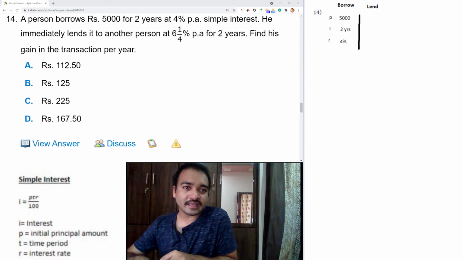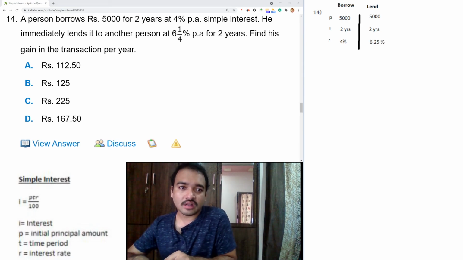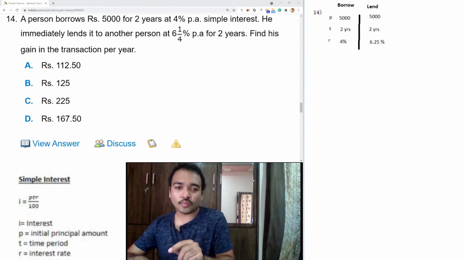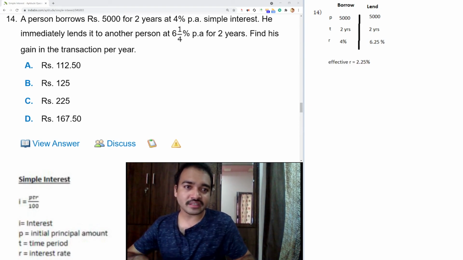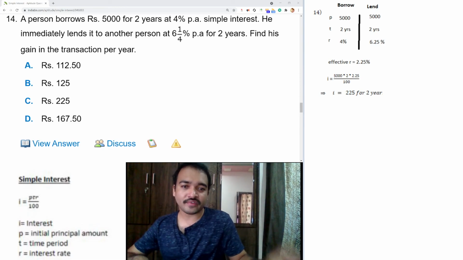Borrow case, this is the first one. Second one is lend case. Same amount for same duration, but with more rate of interest. He will get 2.25% more rate of interest. So effective rate of interest is 2.25. Substitute in the formula. I is equal to PTR by 100. I is equal to P is 5000, T is 2, gain 2.25%. He will get that much gain for the 2 years. So I is equal to 225 rupees for 2 years.